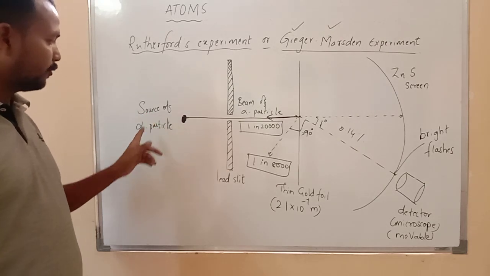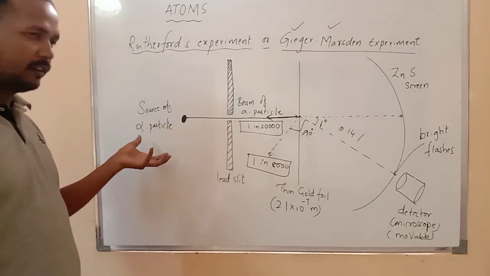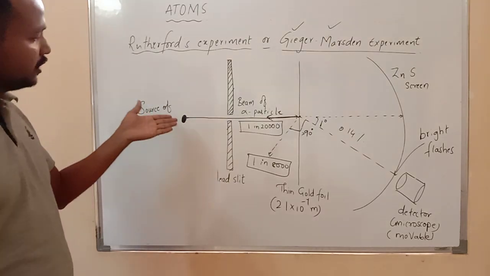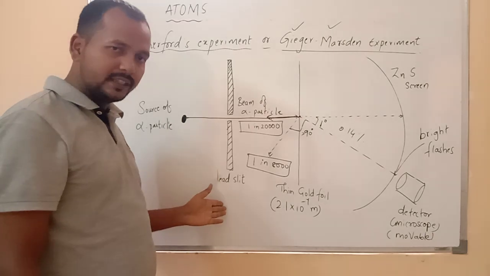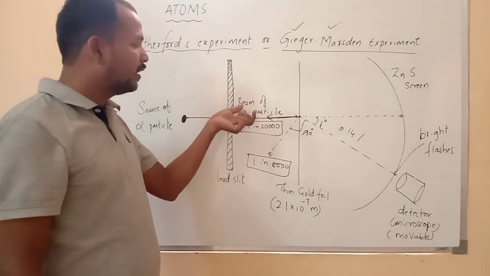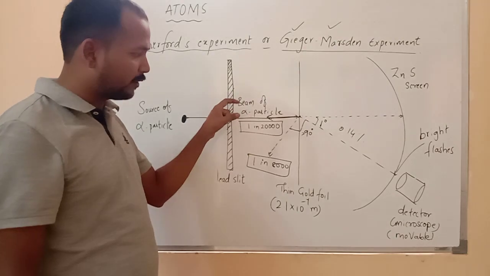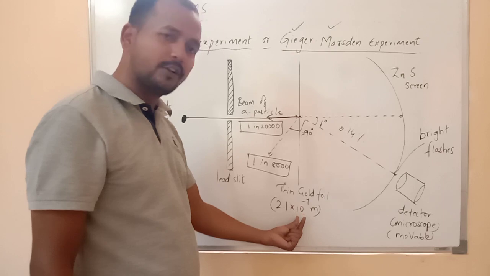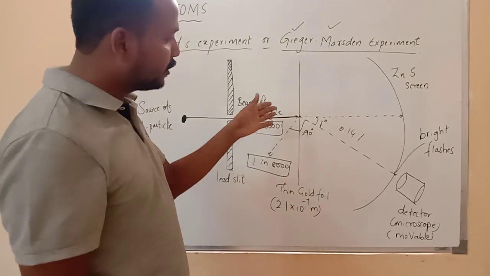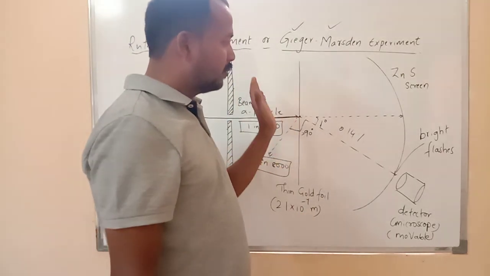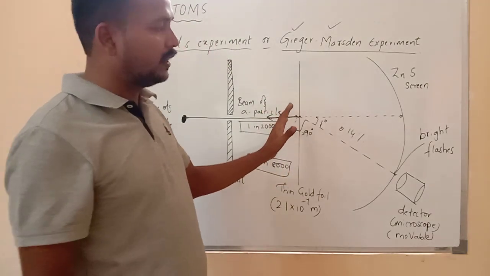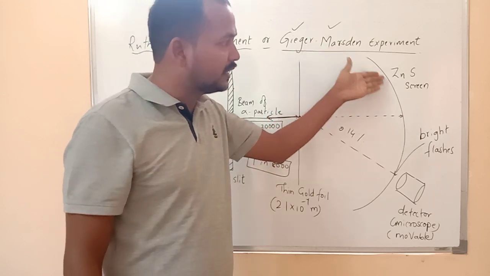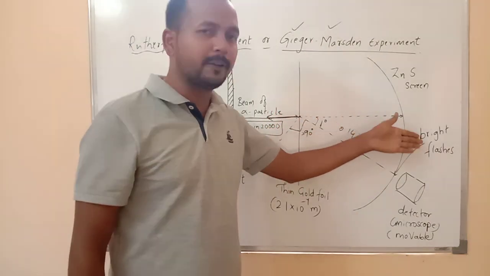Here we are considering a source of alpha particles. The alpha particles are emitted using a radioactive substance. Those alpha particles should be passed through the lead slit such that it forms one collimated, narrow beam of alpha particles that is made to fall on a thin gold foil whose thickness is 2.1 into 10 to the power of -7 meter. After falling on the thin gold foil, most of the alpha particles move in a straight line without deviation and are incident on the zinc sulfide screen, producing bright flashes.